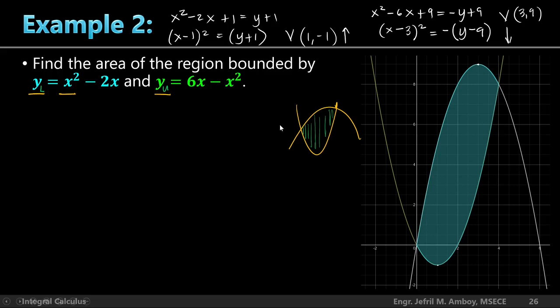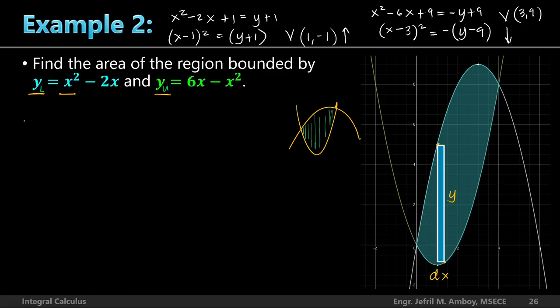Ano ang differential area element na ating gagamitin? So, for this example, gagamit ulit tayo ng isang vertical differential area element, no? At yung kanyang length at width ay lalagyan natin ng label. Yung length niya ay y at yung thickness niya ay dx. Tapos yung y, again, that's the difference between the upper boundary and the lower boundary. Ano yung upper curve natin? Ang upper curve natin ay ito, yung parabola opening downward, and the lower boundary is the parabola opening upward.